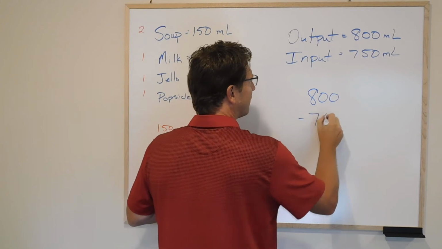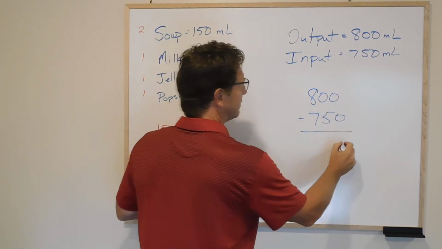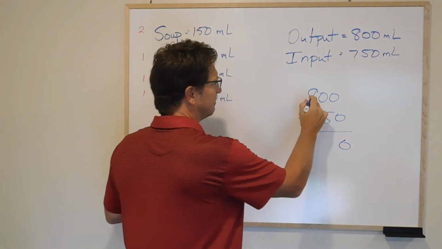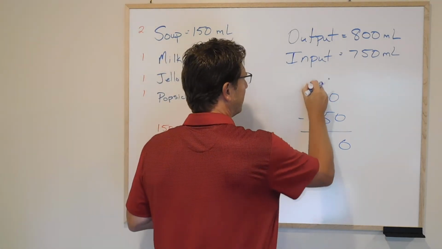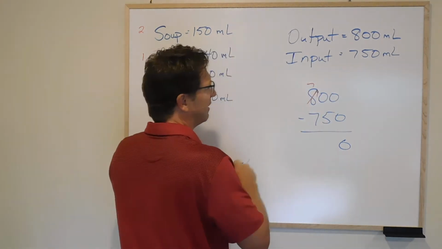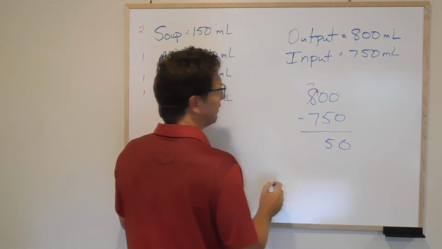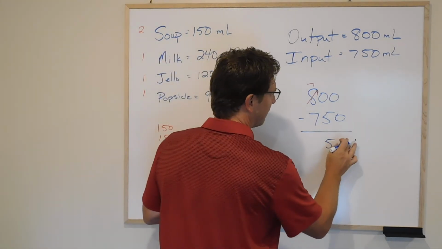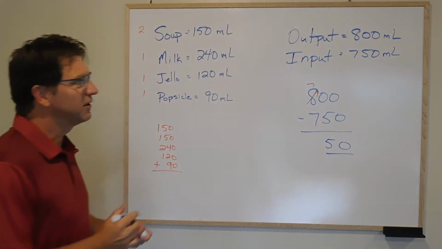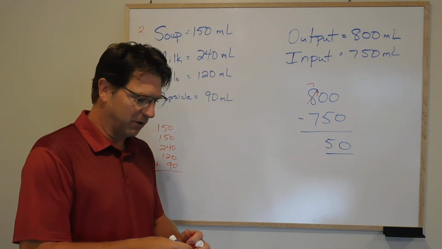and subtract 750. 0 minus 0 is 0. Well, technically we've got to move this over and make this 10. 10 minus 5 is 5, and we get 50, not 56. Right?